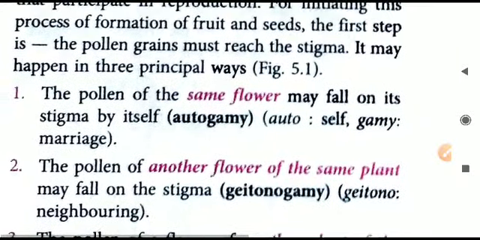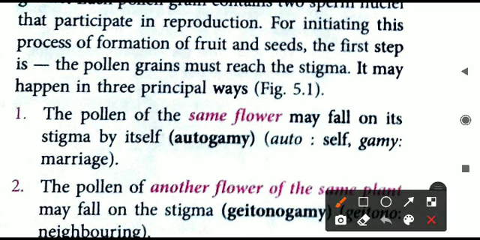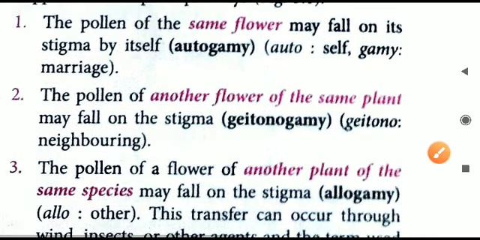And if we classify this pollination, we can have it in three different manners. So that is what is given here. This may happen in three principal ways. We will also refer to the figure. First, let us go through what is given here.